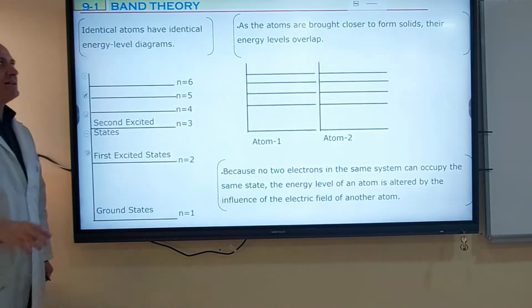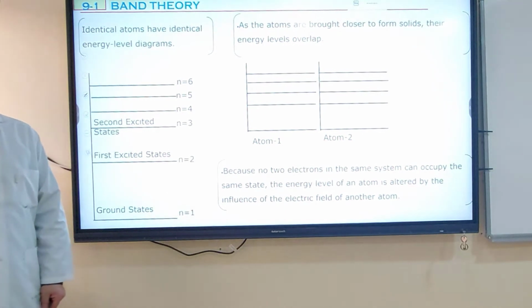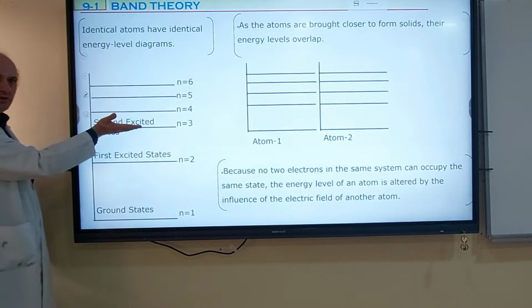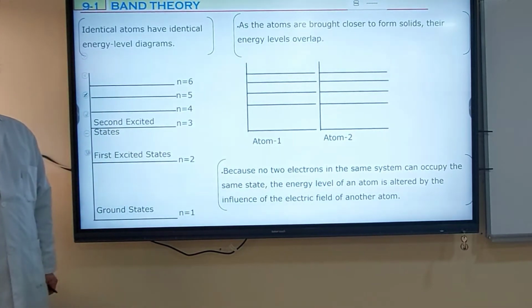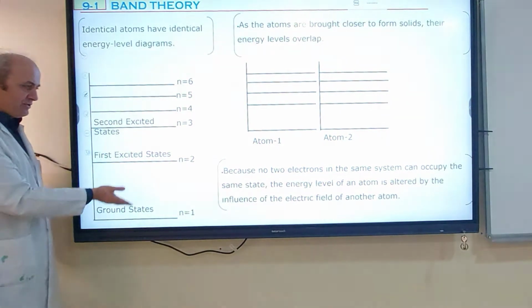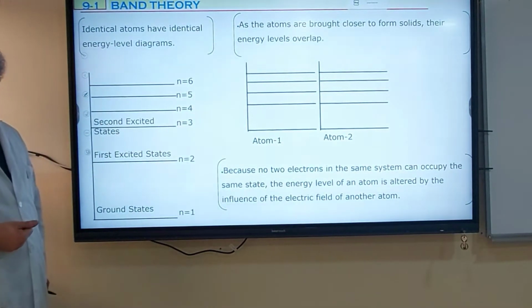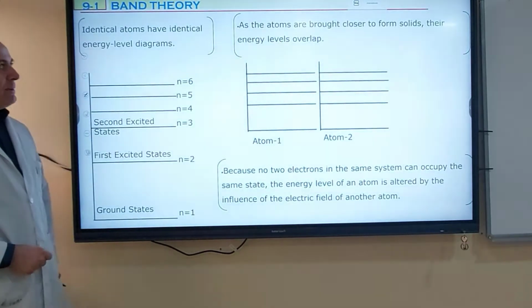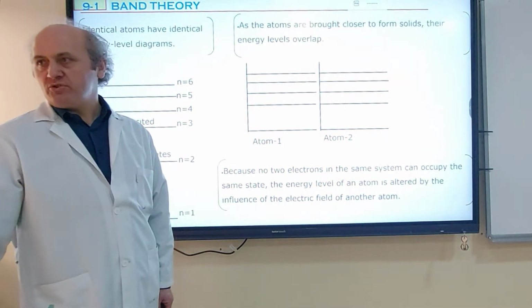Identical atoms have identical energy level diagrams. We know this from the Bohr model. So, ground state, n equals 2, n equals 3, 4, 5, and so on. These represent the energy level diagram. You can excite an electron from first to second, first to third, first to fourth, first to fifth, depending on how much energy you give it. That is the diagram for a single atom. But in solids, there are billions of atoms together, not only a single atom.